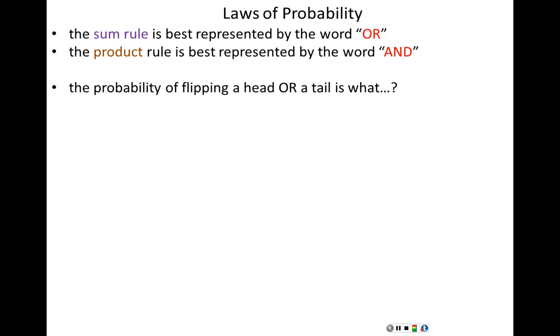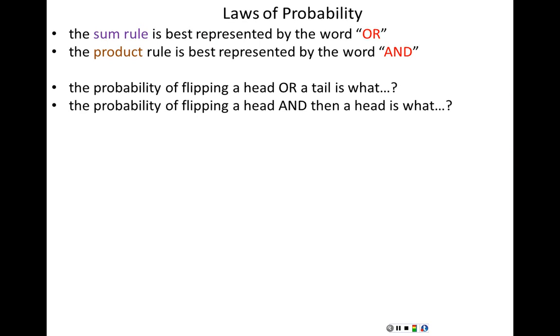What's the probability of flipping a coin one time and getting a head or a tail? Think of that for a moment. I flip a coin once and I'm asking you, what's the probability I get a head or a tail? Hopefully you said 100%, or a probability of 1. If you flip a coin, you're going to get a head or a tail.